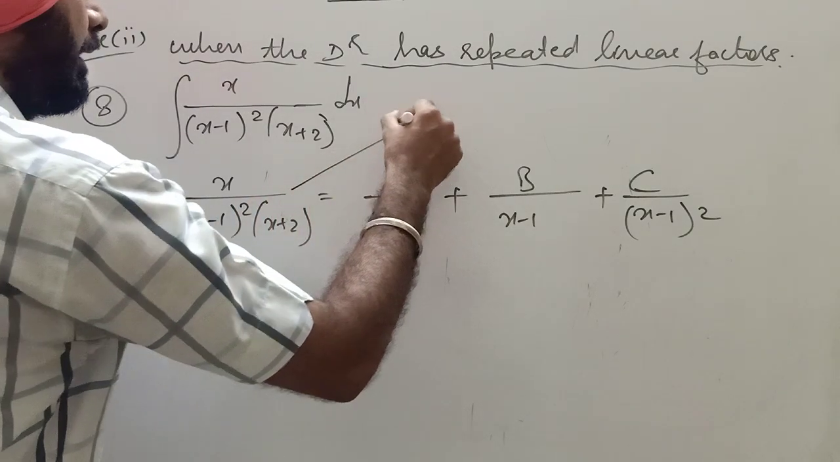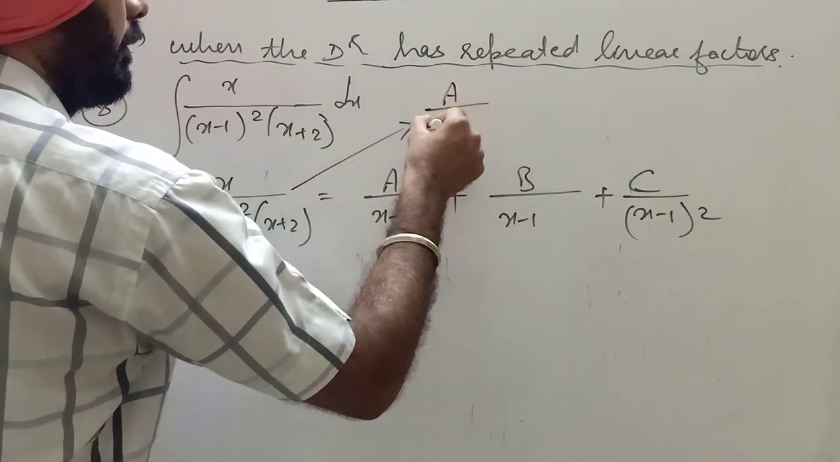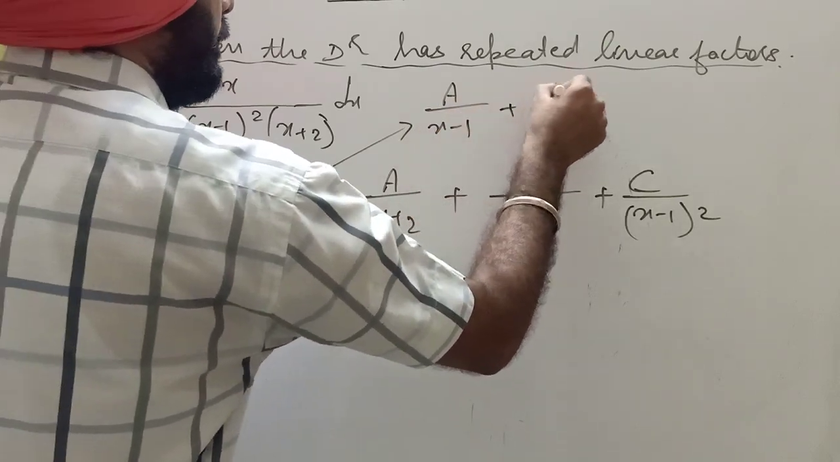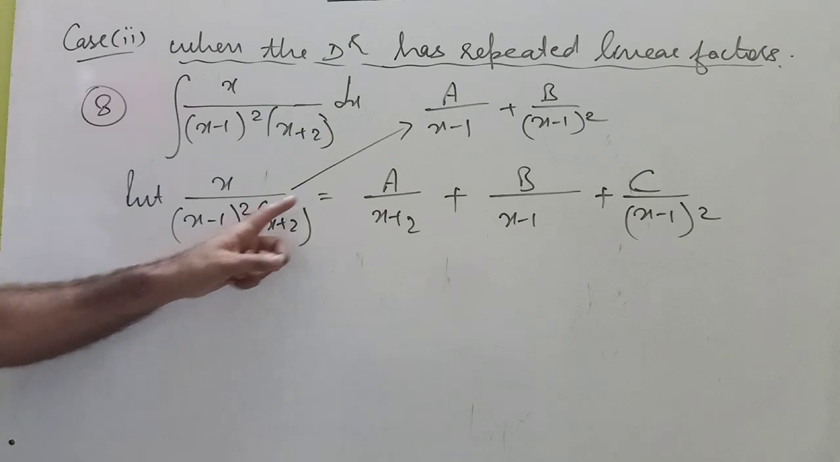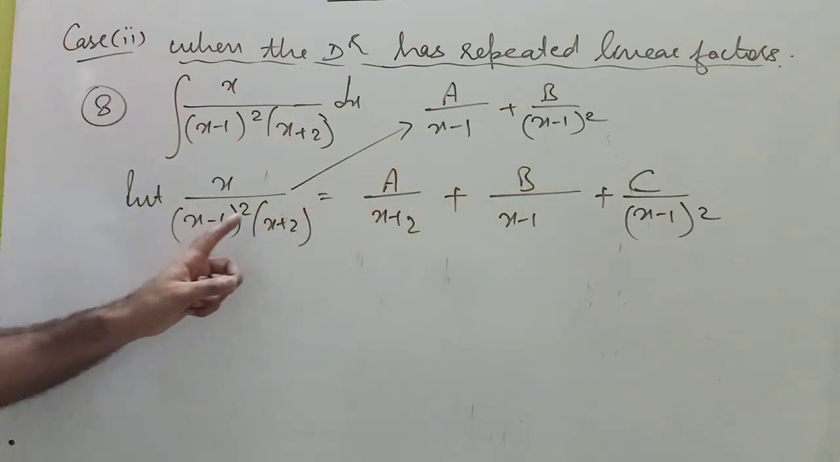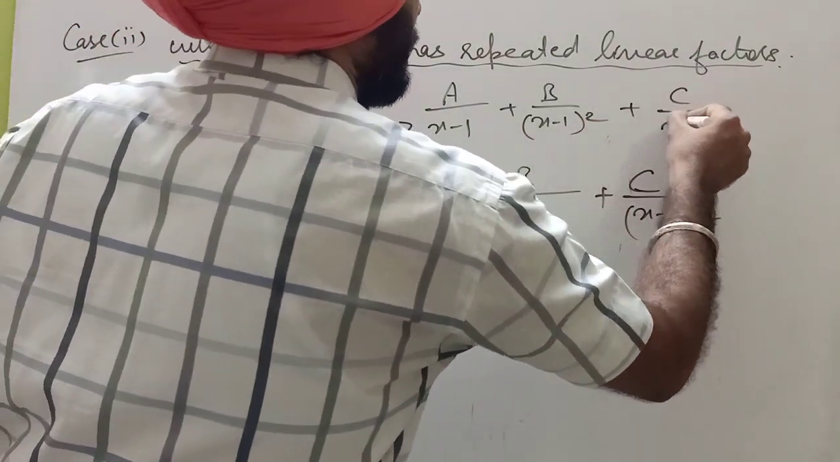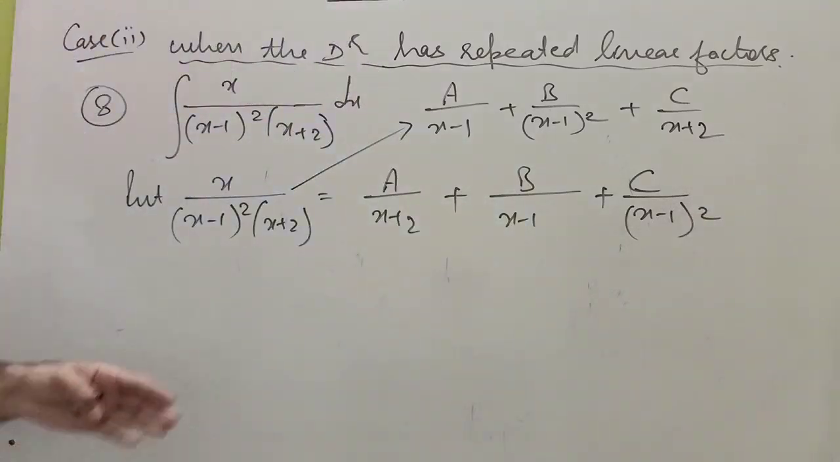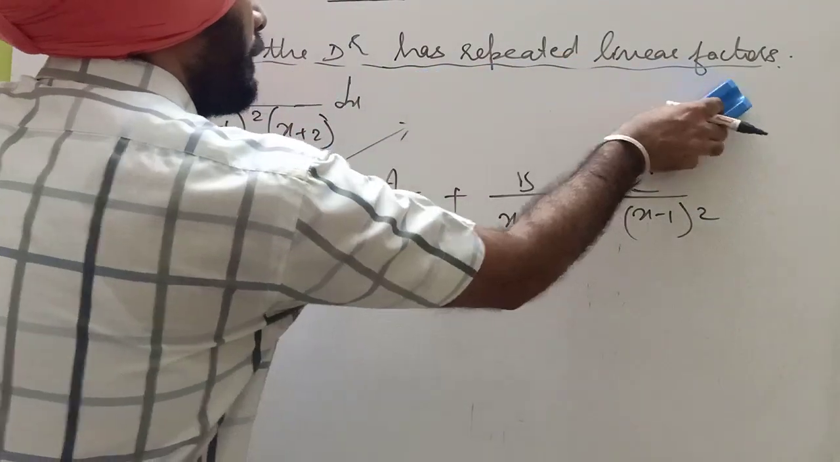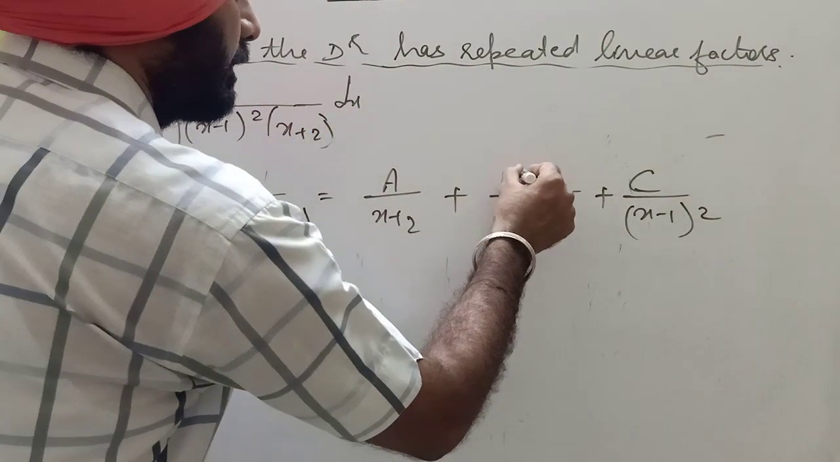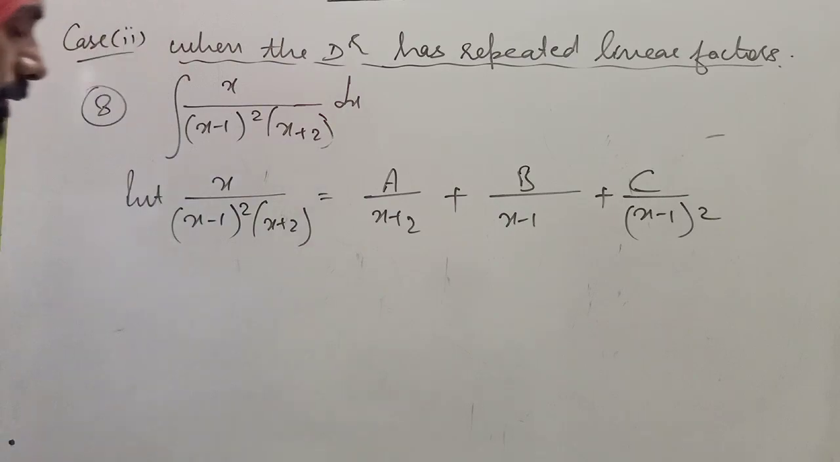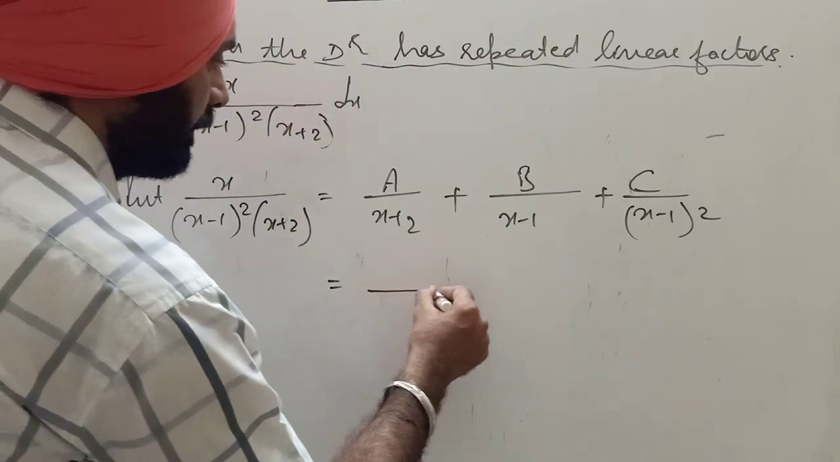We can also write this like A over x minus 1, B over (x minus 1) whole square. We write the repeated factor first, then C over x plus 2. So the option is yours. Clear? We will proceed like this: A over x plus 2, B over x minus 1 and C over (x minus 1) whole square. Now take LCM.